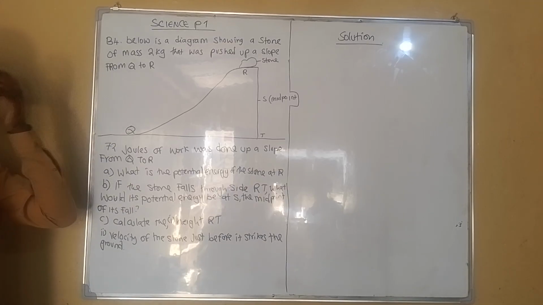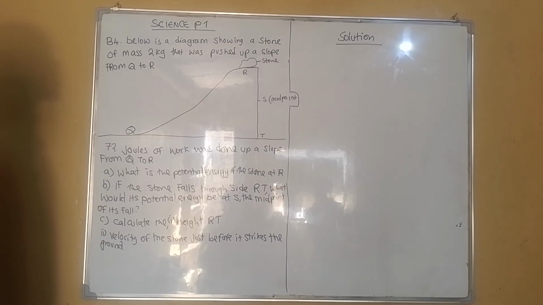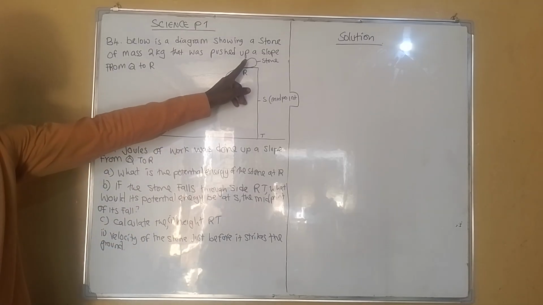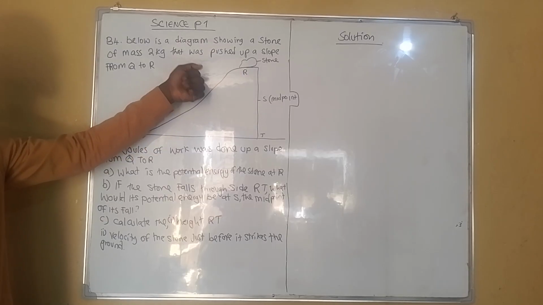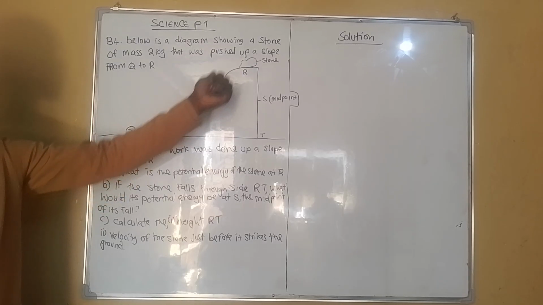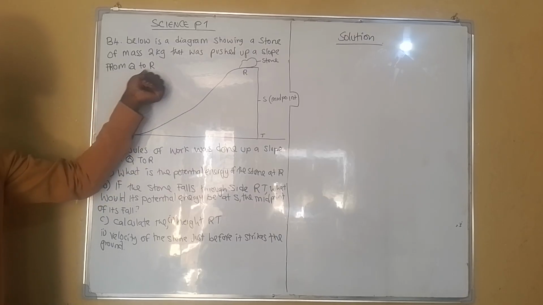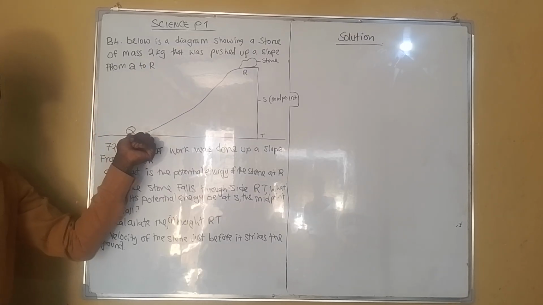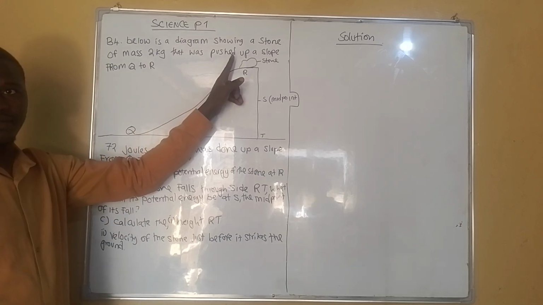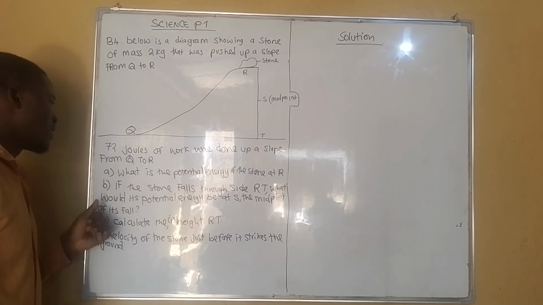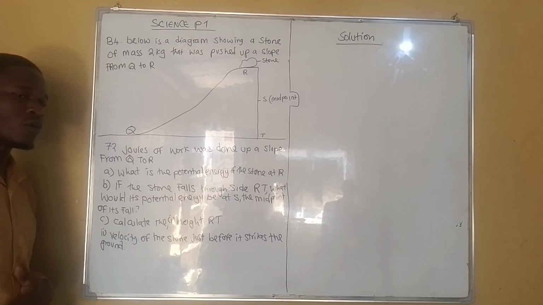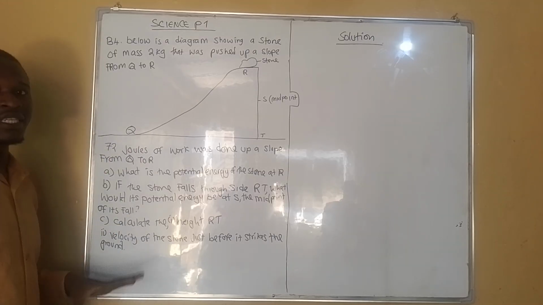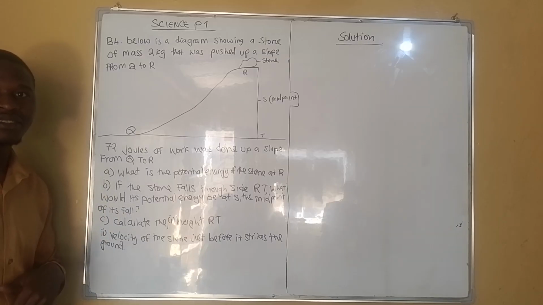So, below is a diagram showing a stone. This stone here has a mass of 2 kg. It was pushed up a slope, this is the slope, from Q to R. Right. Then they are saying 72 joules of work was done up a slope from Q to R. So this question is from work, energy, and power.